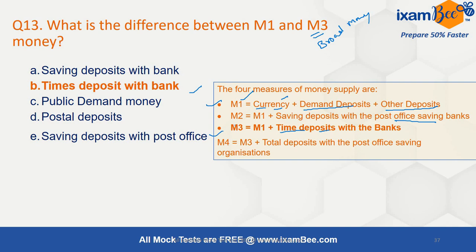Narrow money and broad money. M1 is narrow. In broad money, time deposits are also considered, and then you can think of M2 and M4 where you have to include the post office deposit. So in M2 the post office saving bank deposits are added, and in M4 post office term deposits are added. So when the question comes, the difference between M1 and M3, this is the term deposit. If you don't understand term deposit, it is a fixed deposit, which has a timeline. Demand deposits are the money lying in the current account and saving account.